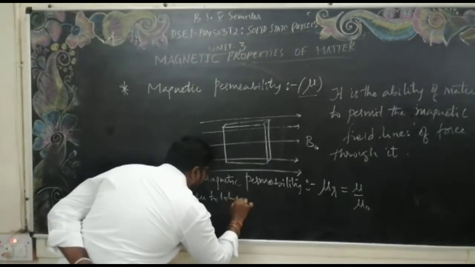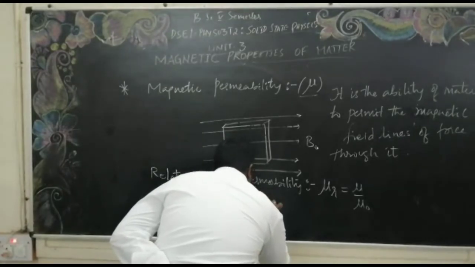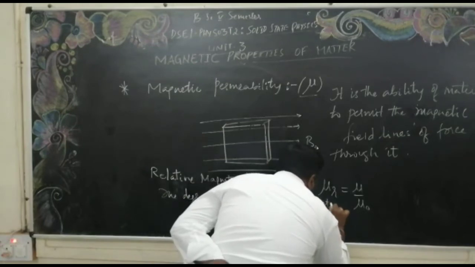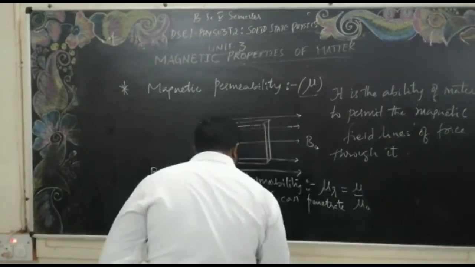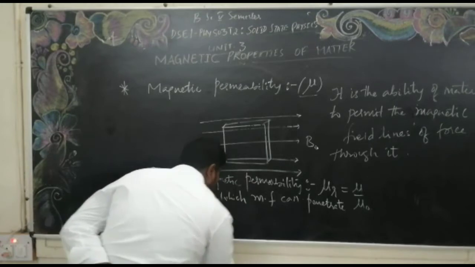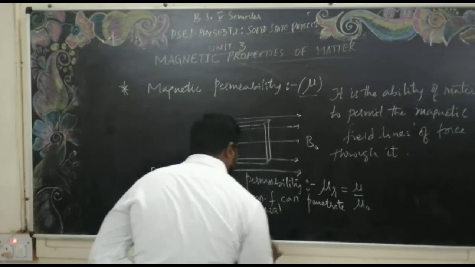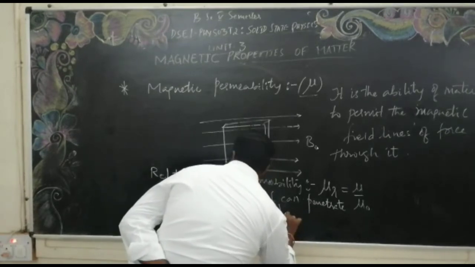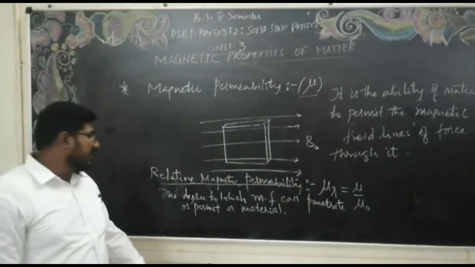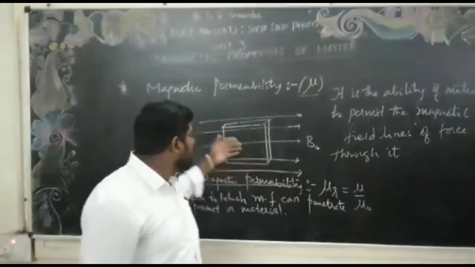Therefore, you can write it as: the degree to which a magnetic field can penetrate or permit a material is called the relative magnetic permeability. The degree, the extent to which the magnetic field can penetrate this.